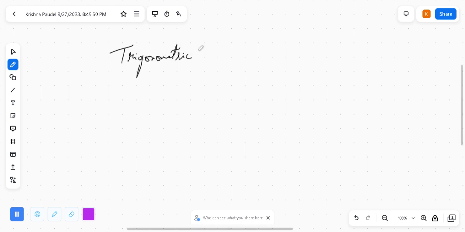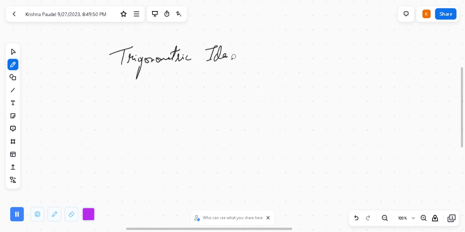So to understand this topic, we need to first understand the relation of the ratios. Means we have to know the trigonometric ratios properly first.